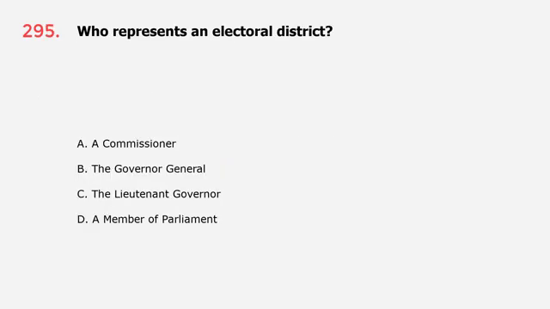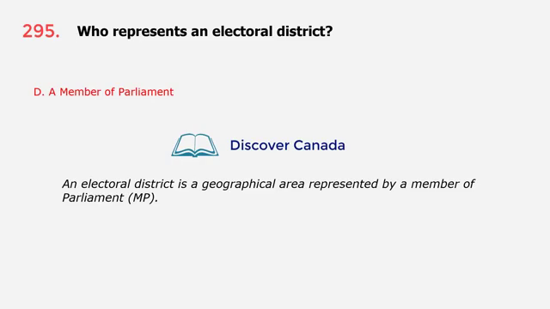Question 295. Who represents an electoral district? A. A commissioner. B. The Governor General. C. The Lieutenant Governor. D. A member of parliament. The answer is D. A member of parliament.